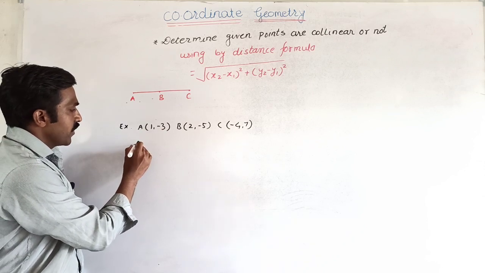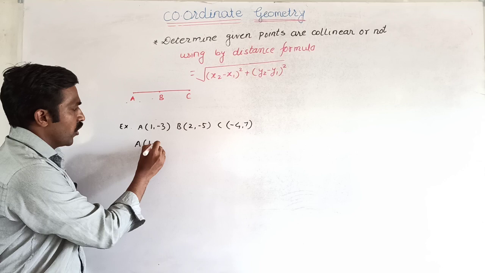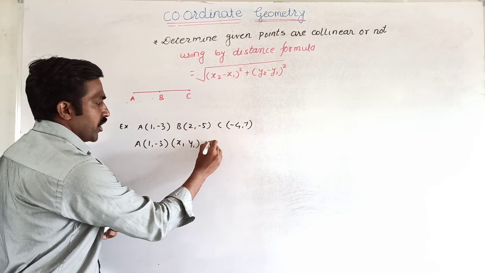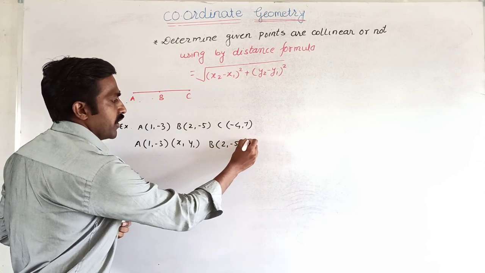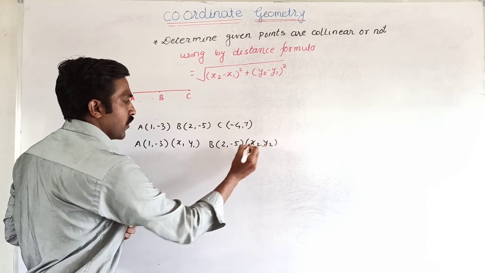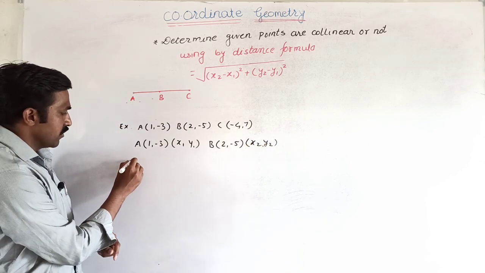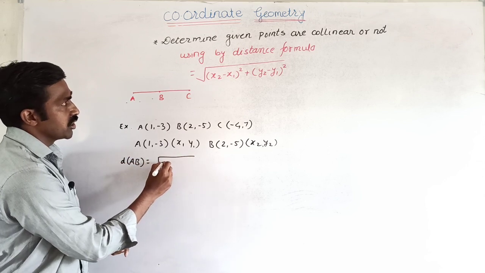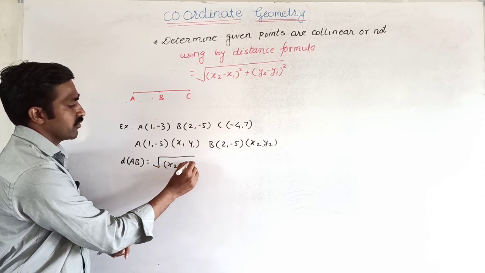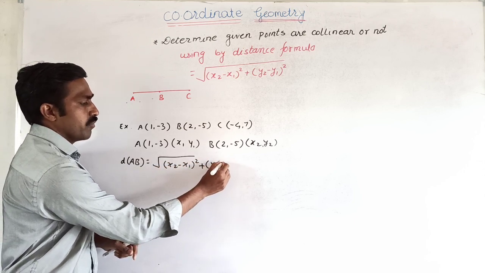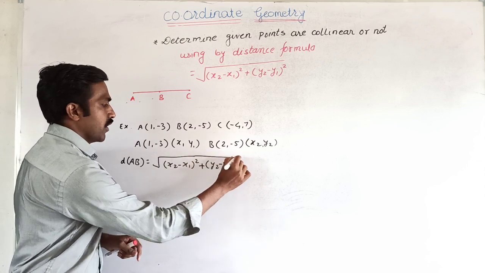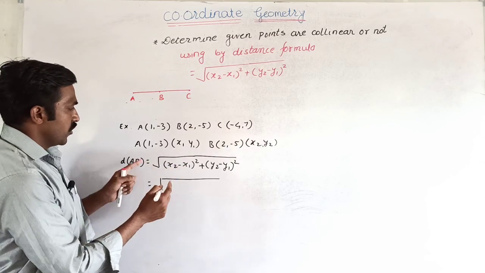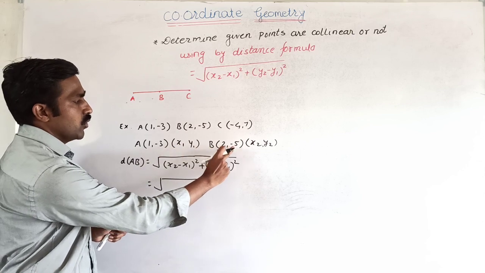For example, A is 1, 3, therefore x1, y1. Point B is 2, minus 5, x2, y2. Now firstly find the distance AB, using the distance formula, root of (x2 minus x1) whole square plus (y2 minus y1) whole square. Now put the values of x2 and x1. You know x1 y1, x2 y2.